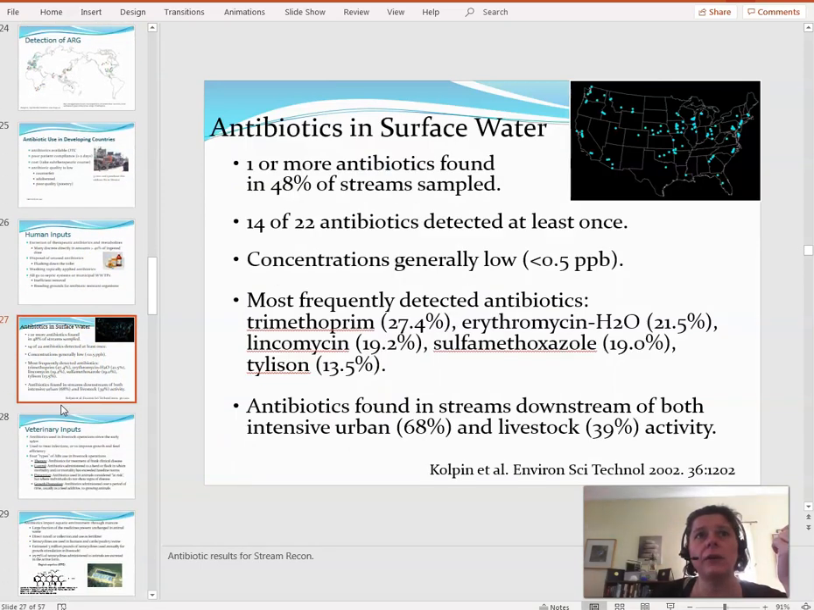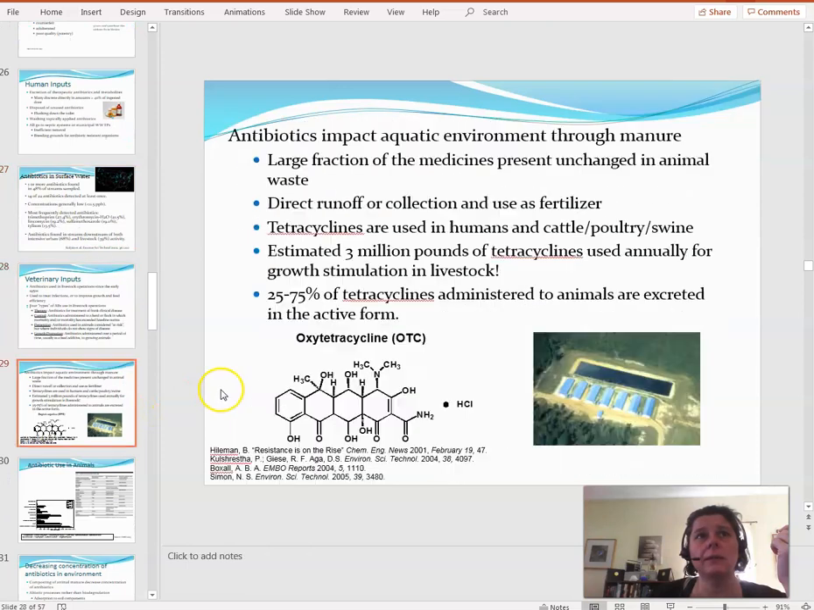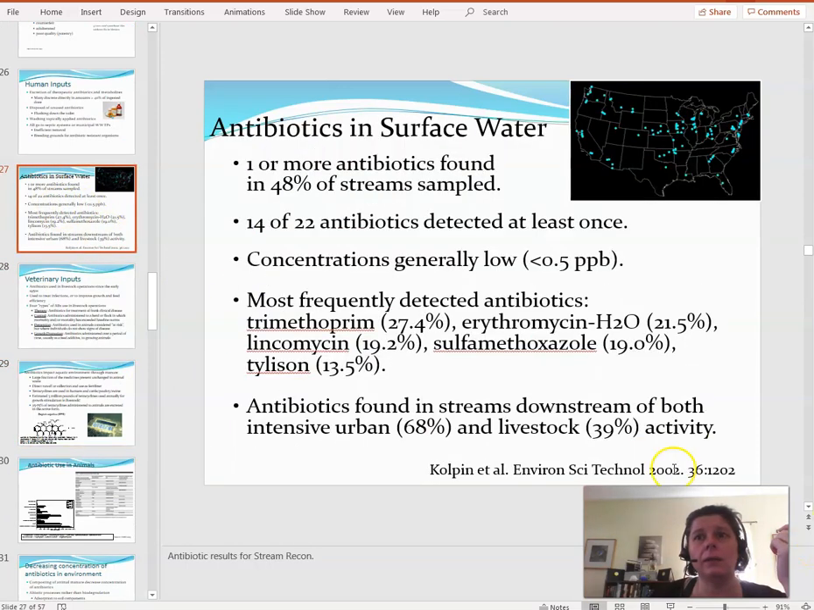So is this found in our waterways? Well, this was kind of a seminal paper that came out in 2002. It's a little bit old, but this really changed the way people think about it.